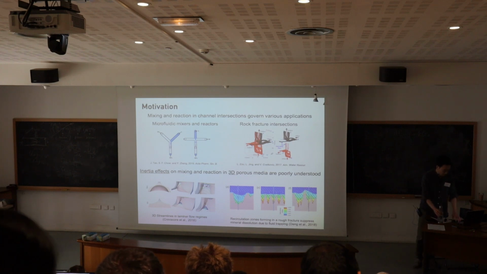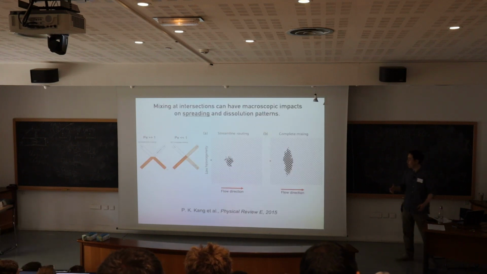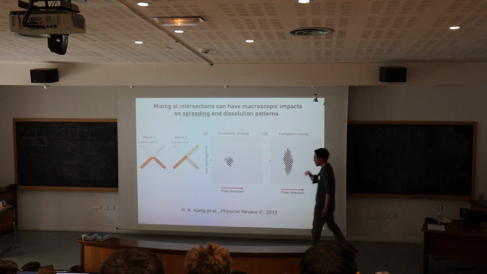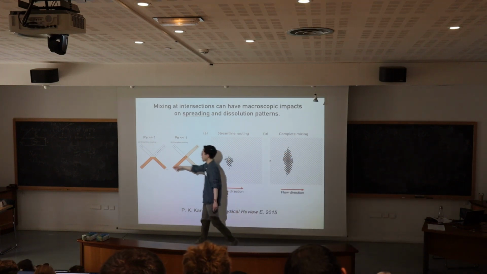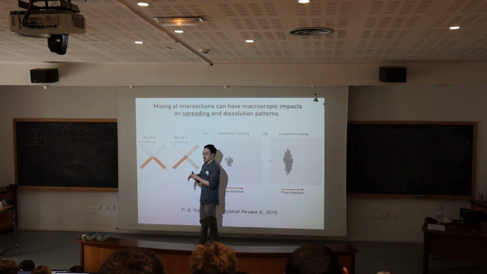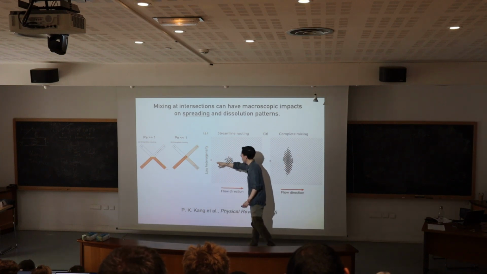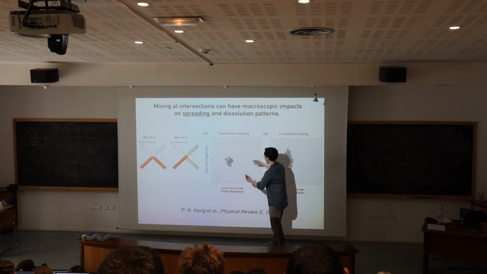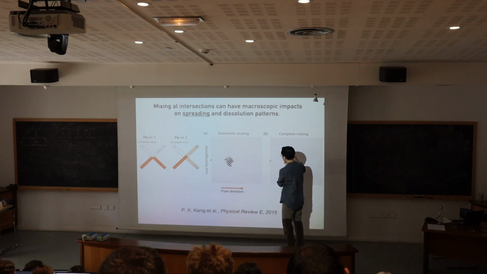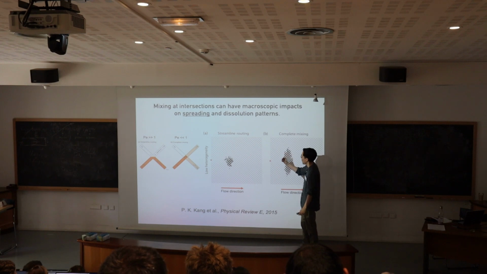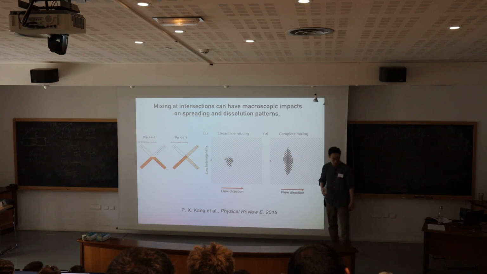And I want to give you just a few more examples to justify why we are focusing on the pore scale, because mixing at the intersection is already shown to really govern network scale spreading patterns. This is just a very simple study injecting particles here and looking at how they spread. The only difference between the two simulations is how much mixing is happening at the intersection. And you see, of course, much more spreading when there's more mixing going on at the intersection.